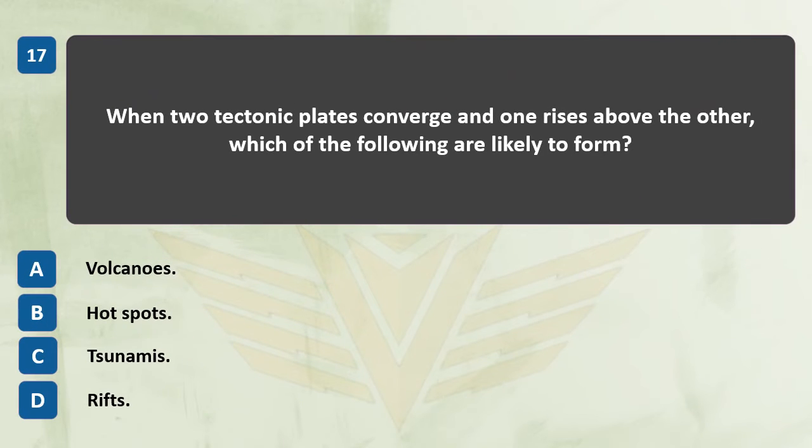When two tectonic plates converge and one rises above the other, which of the following are likely to form? A. Volcanoes. B. Hot spots. C. Tsunamis. D. Rifts.